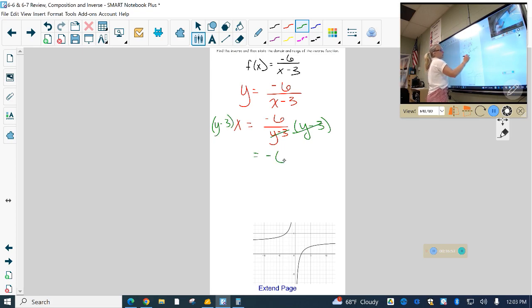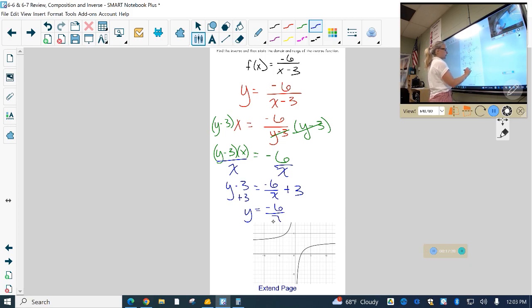So I'm left with -6, and then I have y minus 3 times x. And I'm not going to distribute that because I want to get rid of x. I want to solve for y, so I'm going to divide both sides by x. So I have y minus 3 equals -6 over x, and then I'm going to add 3. So y equals -6 over x plus 3.